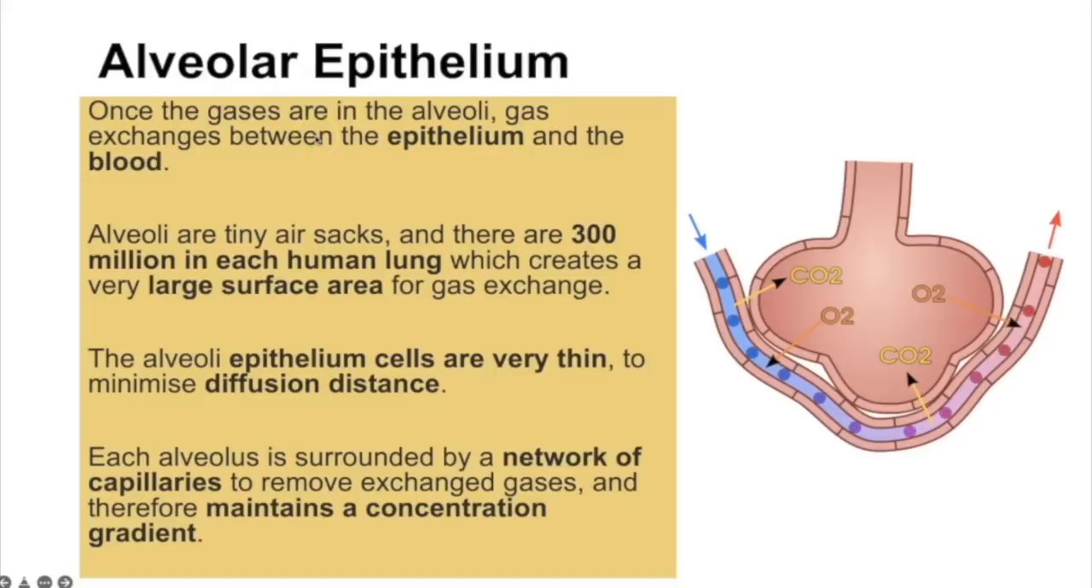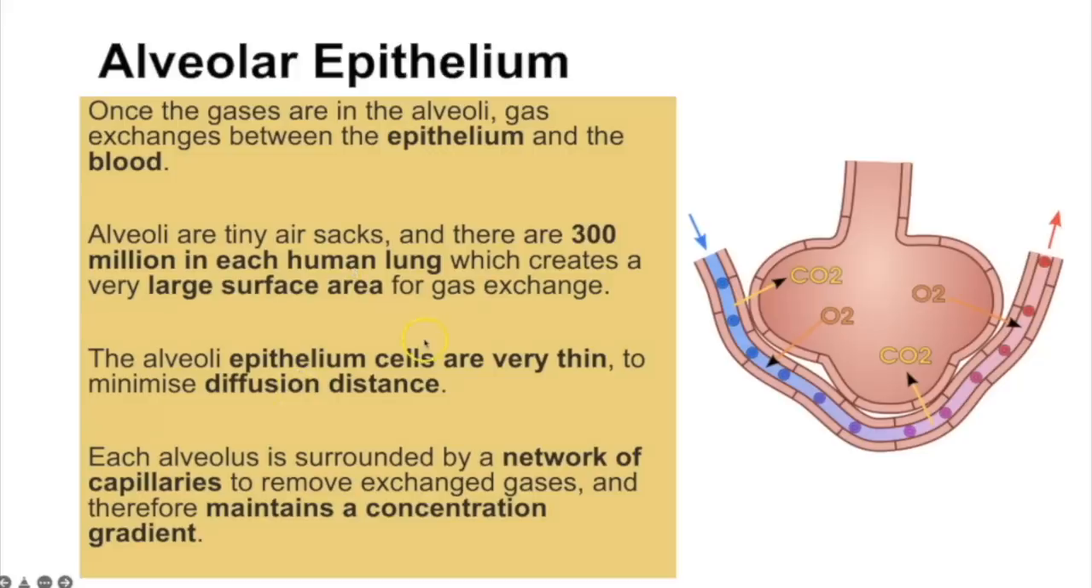So then if we go on to the gas exchange and look at the alveolar epithelium. Once the gases are in the alveoli, so as a result of ventilation, this is where gas exchange occurs, and it's between the epithelium and the blood. Alveoli are tiny air sacs, and you have around 300 million in each lung. And that's actually why lung tissue floats compared to, let's say, muscular heart tissue, which would sink. So all of those alveoli air sacs make it float because it's so full of air.